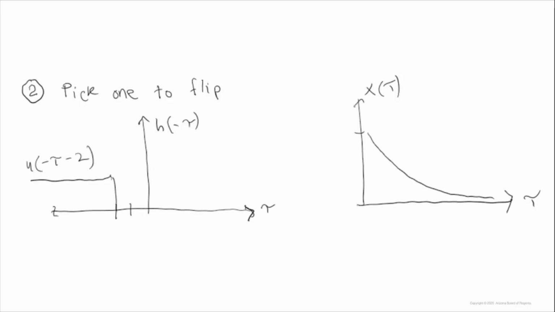The second step is to pick one of the signals and flip it across the vertical axis. We can pick either one. We will get the same answer either way. I'm going to choose h of tau because I think that will be easier.